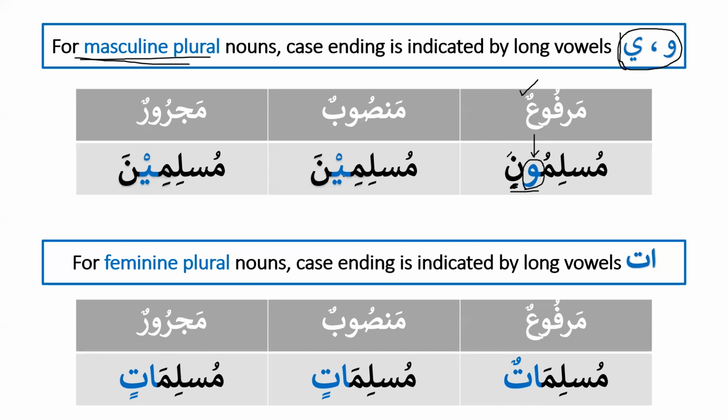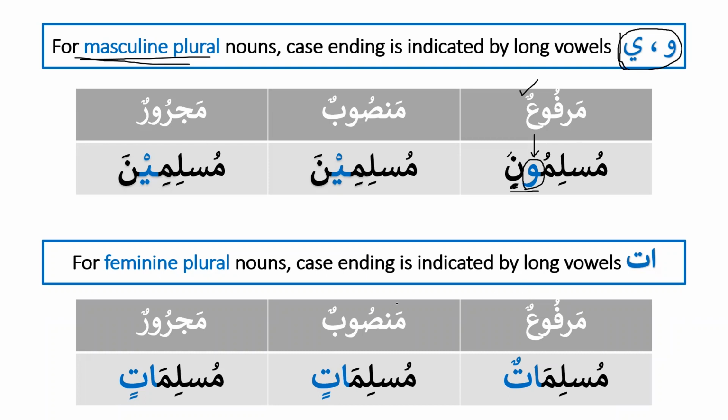So now we can see over here that when we talk about the masculine plural, marfu comes with waw, and mansub and majroor come with ya, and the sound will be una, ina. So for the dual, it was ani, aini. And for the plural masculine, we have the sound of una, ina. So inshallah, once you get used to these sounds, you will definitely enjoy it.